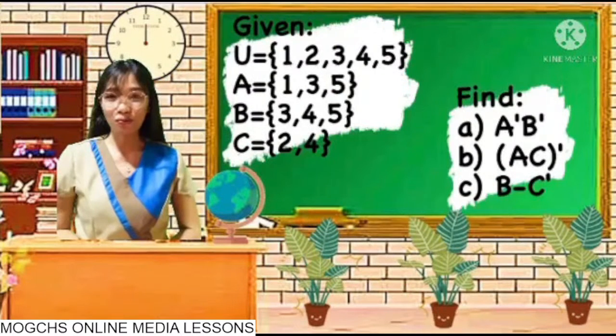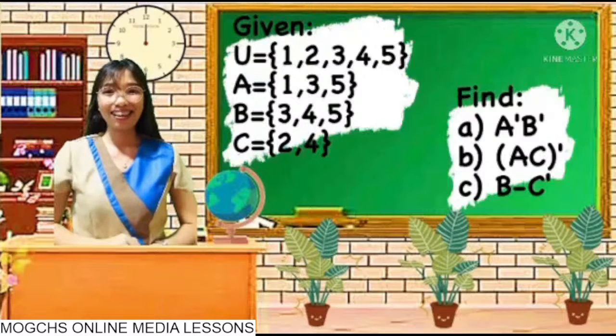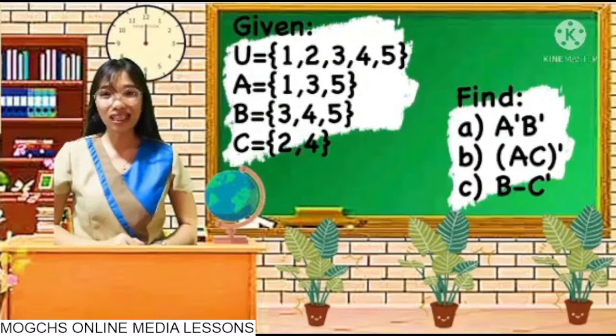It's your turn now. Given, universal set are the elements 1, 2, 3, 4, and 5. Set A are the elements 1, 3, and 5. Set B are the elements 3, 4, and 5. And set C are the elements 2 and 4. Find A prime, B prime, A C prime, and B minus C prime.